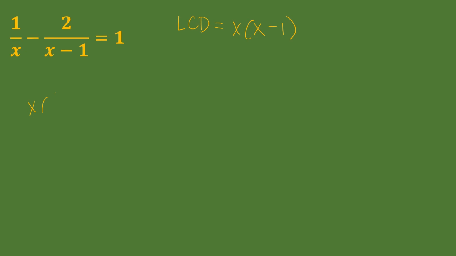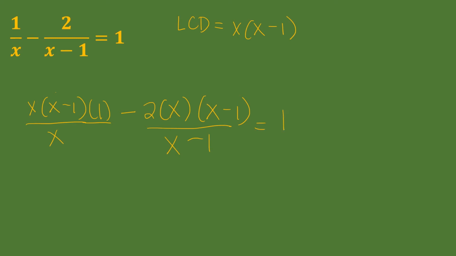So we will have x times x minus 1 all over x times 1, I guess I forgot that one, minus 2 times x minus 1 all over x minus 1 is equal to 1 times x minus 1. So we cancel your x. So what we have here, x minus 1 times 1 is simply x minus 1. We cancel x minus 1 and x minus 1. So what we have here is simply 2x is equal to 1 times x minus 1, which is simply x squared minus x.